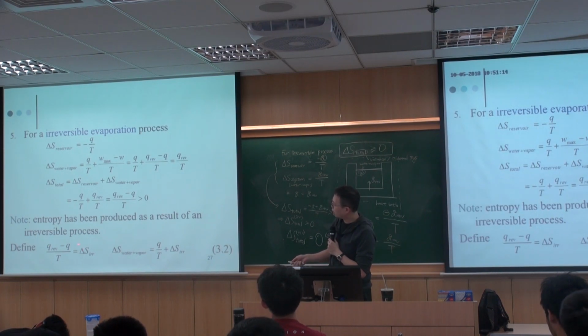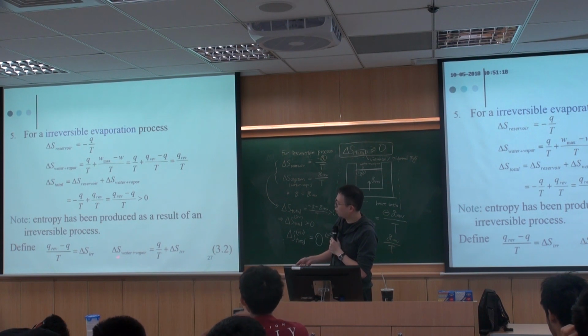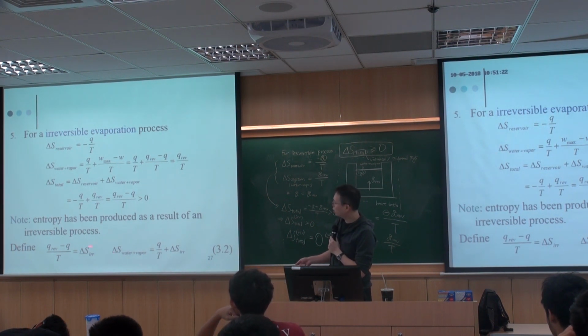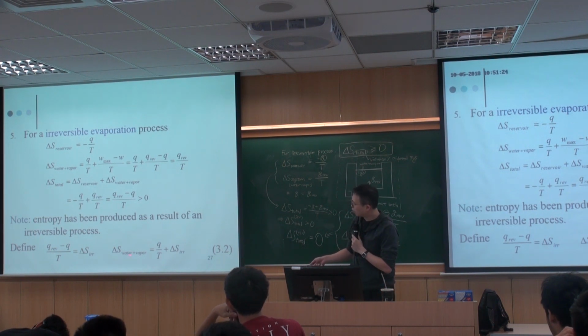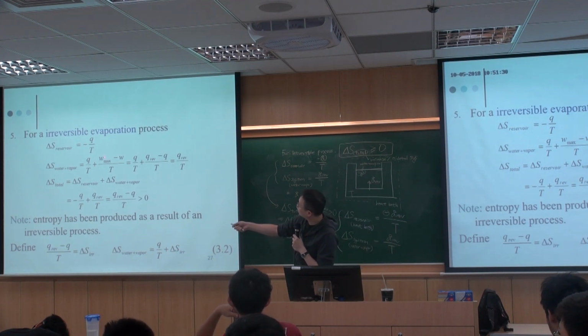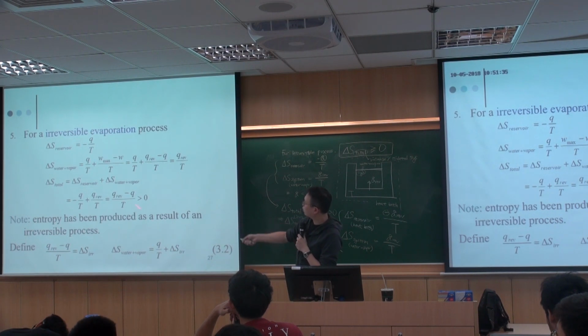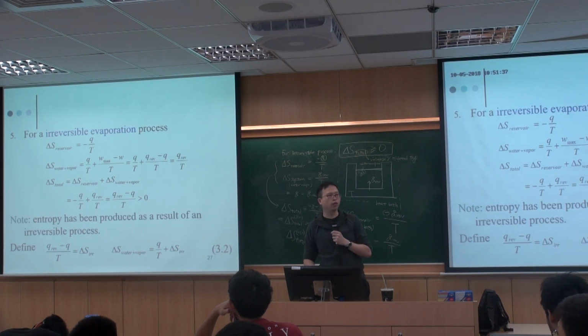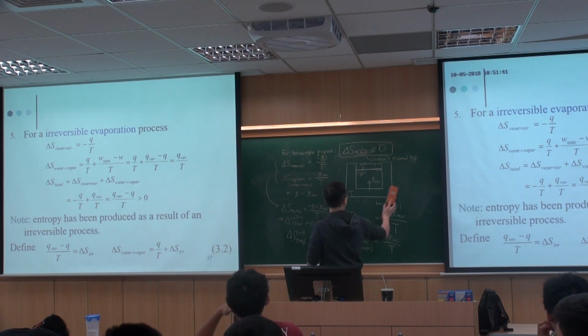So if we define this Q reverse minus Q over T as the irreversible process produced entropy change, then we can rewrite the change of entropy of the system as Q over T plus this extra term, which means that we write this part from the heat waste as delta S irreversible. Okay?